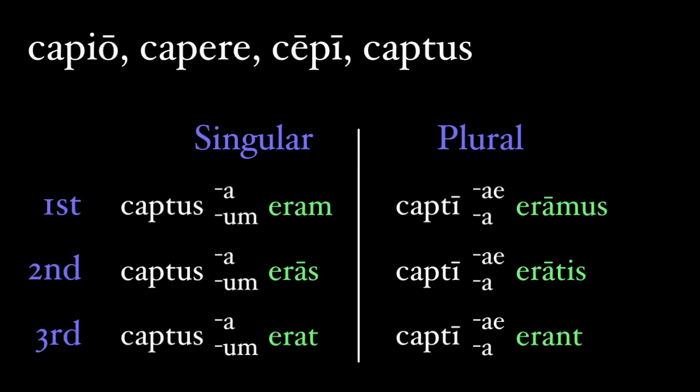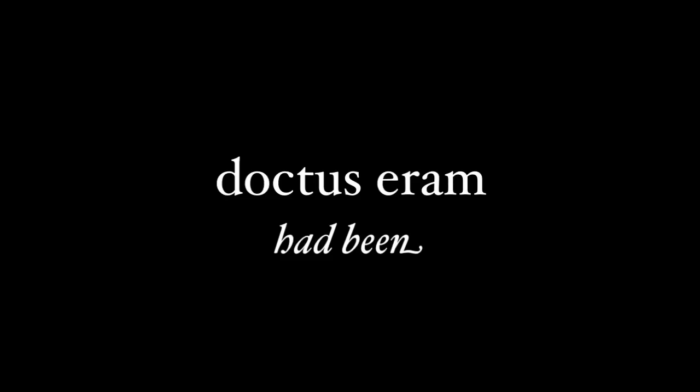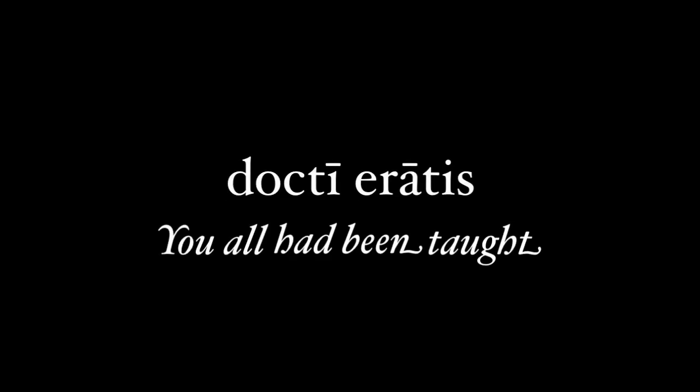It's captus, -a, -um eram. We translate the pluperfect passive with a "had been." So doctus eram is "I had been taught." Docti eratis is "you all had been taught." Notice that the "had" here represents the pluperfect, while the "been" shows the passive nature of the word. Remember, too, that the Latin verb in perfect passive tenses will identify the gender of the subject, which we don't typically do in English, especially in the first and second persons.